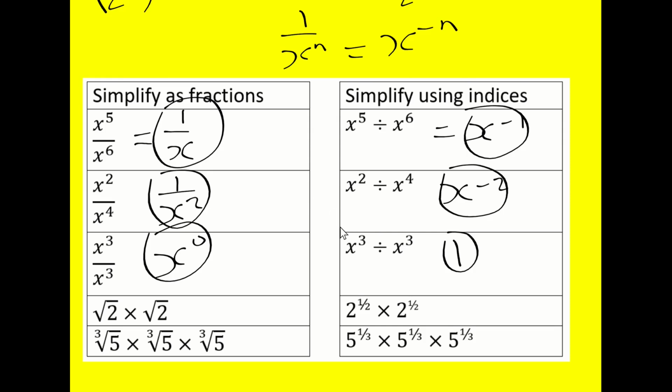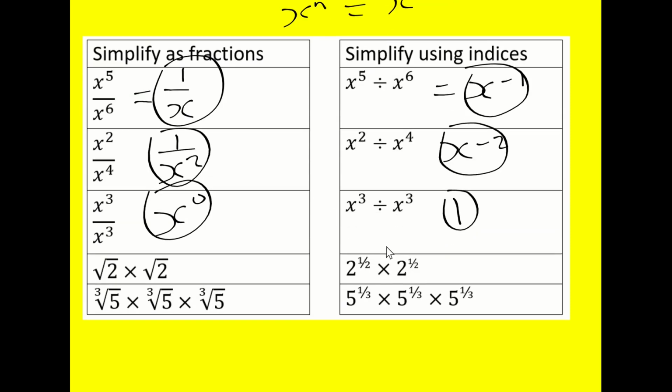Okay, now we're going to look at fractional indices. On the right, I'm going to continue to just use the rules of indices that I know. So I know that this is going to become 2 to the power of a half plus a half. That's going to be 2 to the power of 1, or just 2. And then on the left, I've got the square root of 2 times the square root of 2.